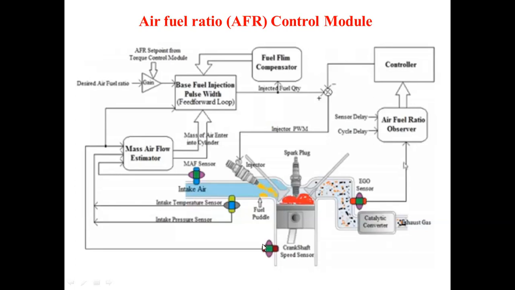So with the help of that, it is given to this particular controller. Here, through the intake air, you are having the intake pressure as well as the temperature sensor. This information is given to this, and with the help of this you are now having the mass airflow sensor. This mass airflow sensor measures the mass of air that enters into the cylinder through this intake manifold.